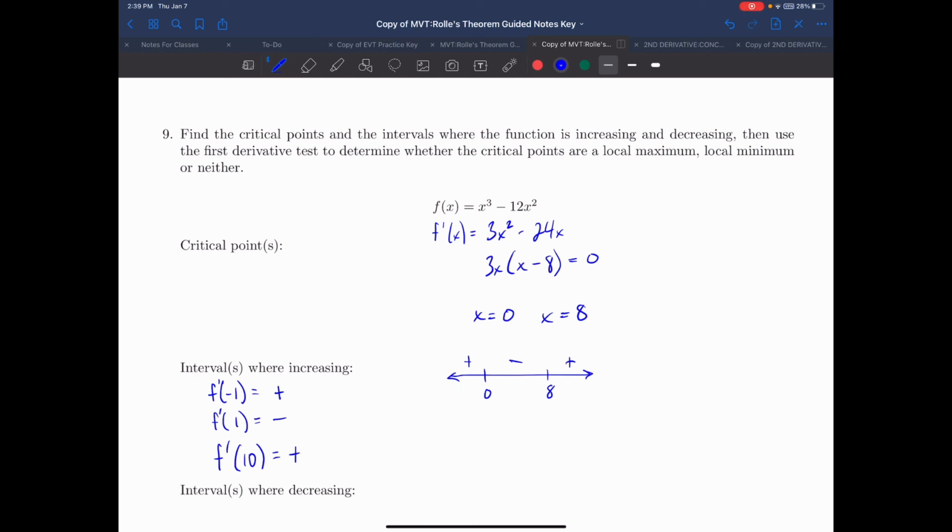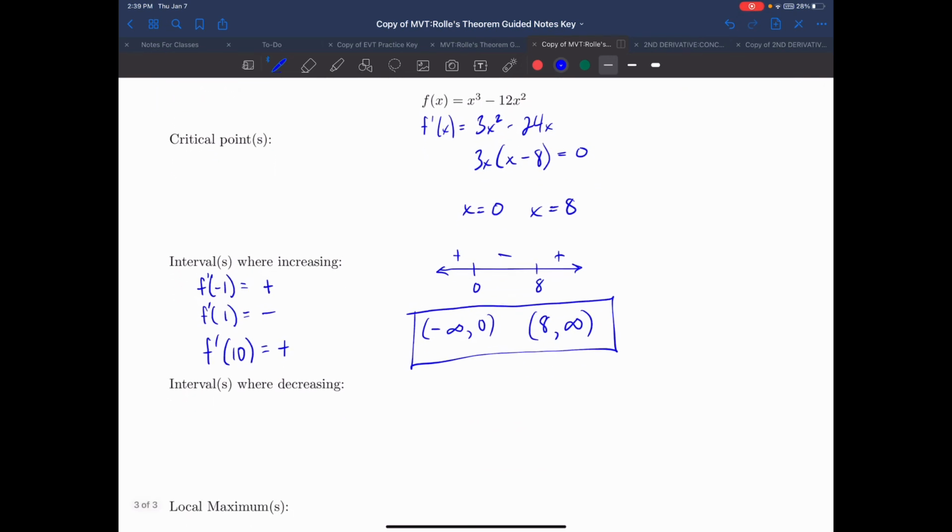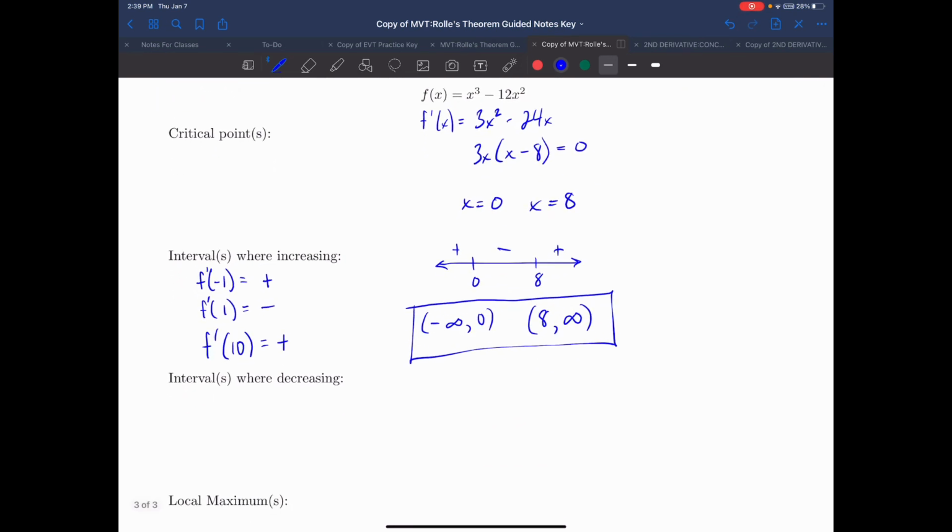So where is it increasing? Well, it's increasing where the derivative is positive. So the interval -infinity to 0 is an interval of increase. And then from 8 to infinity is also an interval of increase. So where is it decreasing? It's decreasing when it's negative, so from 0 to 8.